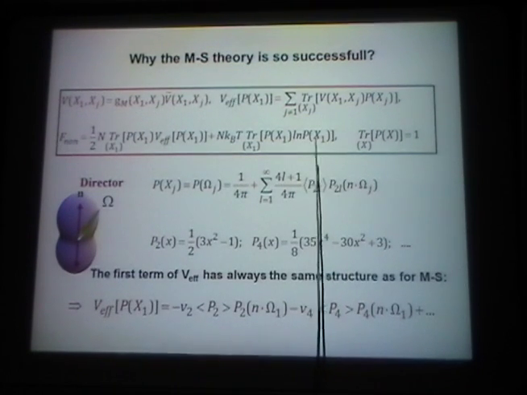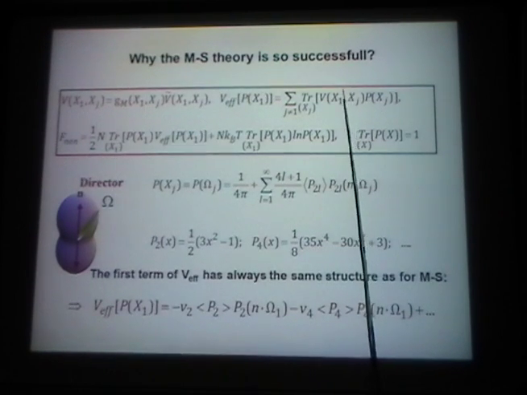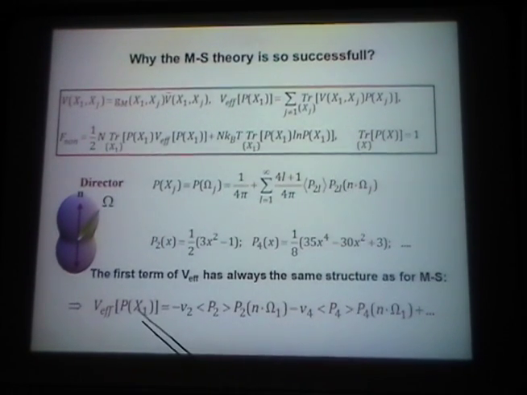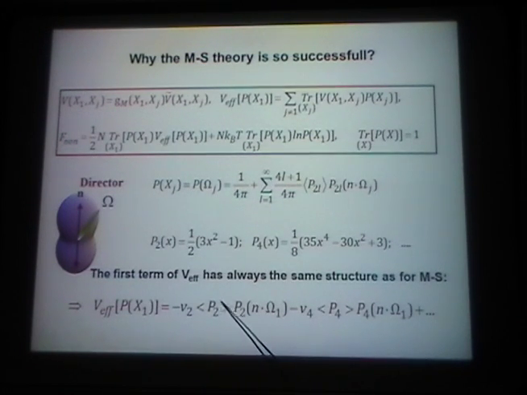Now, irrespective of the shape of the potential, if you do this trace, at the end of the day, you recover that the leading terms are of this form. You see, minus V2, average value of P2, P2 times ω1. Perhaps there are further corrections, but apparently these corrections are not that relevant for nematics. So you see, you didn't need to start actually with Maier-Saupe. You could start with an arbitrary pair interaction, and you would get something like this.